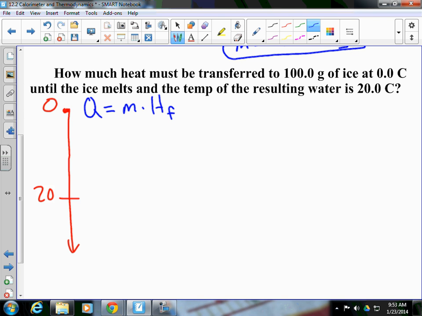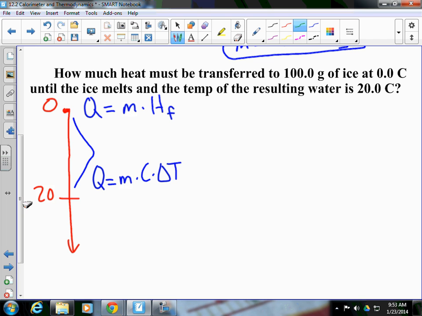Then, once we get all the heat required to go from a solid to a liquid, our liquid is going to heat up from 0 to 20. And when we go 0 to 20, we're going to use Q is equal to M times C times change in T. If we figure both of these values, we can add them together, and that's the total heat required to take 100 grams of ice at 0 degrees, melt it, and then heat that water up to 20 degrees Celsius.